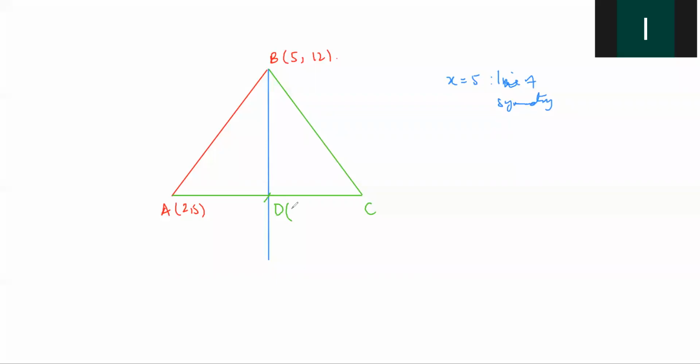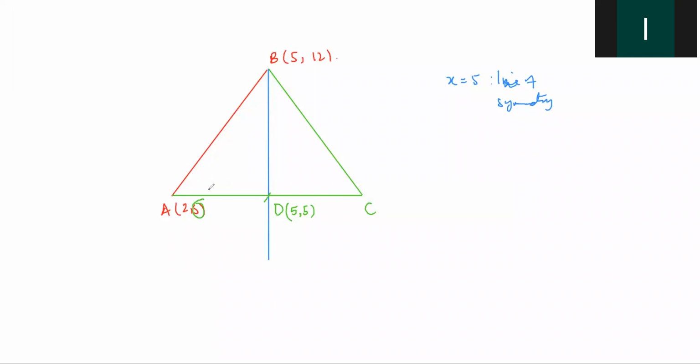Yeah, exactly. This is 5, 5. This is 5, 5 because BD is a vertical line. So you go anywhere on this line BD, the x coordinate is always going to be 5. Therefore, D will have 5 as its x coordinate. And similarly, AC is a horizontal line, and here this y coordinate is 5. So that means the y coordinate here will also be 5. So D is 5, 5.